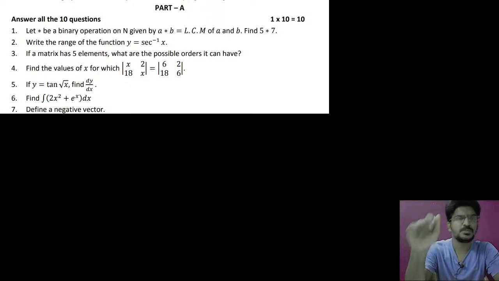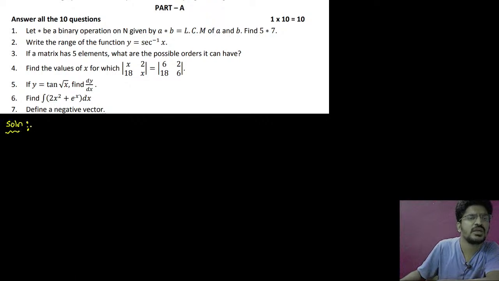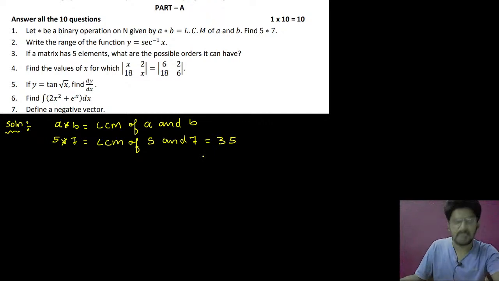See this part A, question number 1. What are they asking? Let star be the binary operation on natural numbers. That means here A, B are natural numbers, and A star B is defined as LCM of A and B. That means now 5 star 7 is going to be equal to LCM of 5 and 7, which is nothing but equal to 35. Clear? Very simple question, no problem. Here they have asked the LCM of A and B, so LCM of 5 and 7 is 35. Clear? Very simple question.